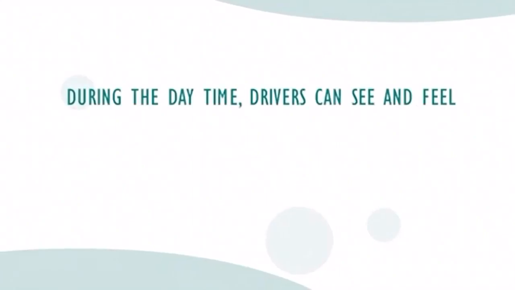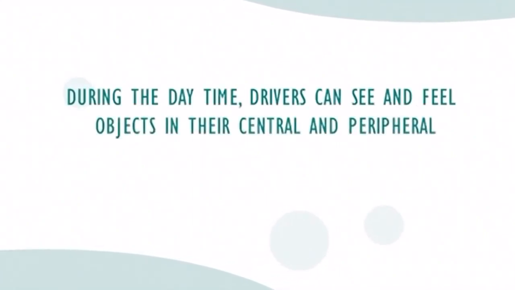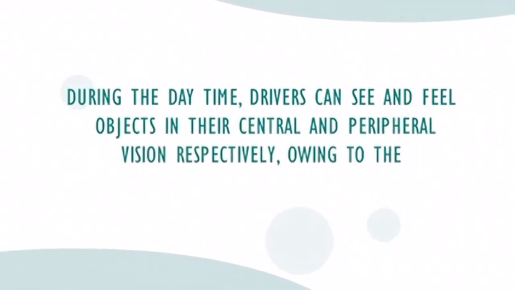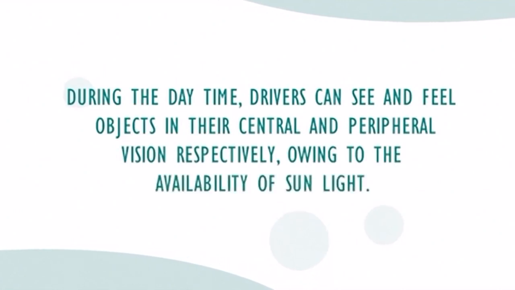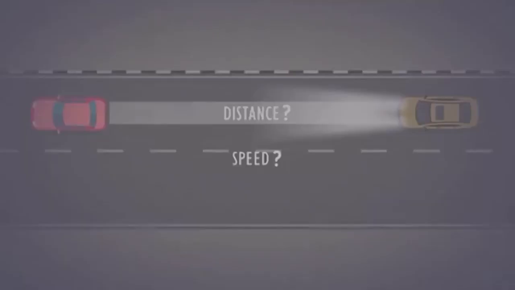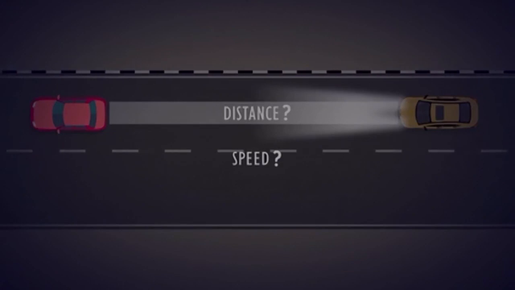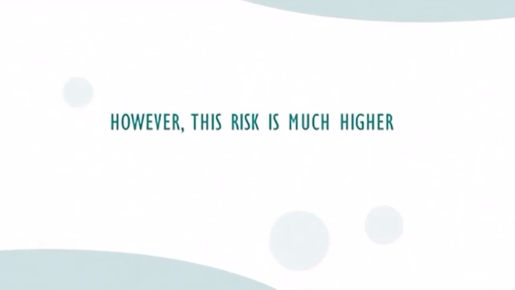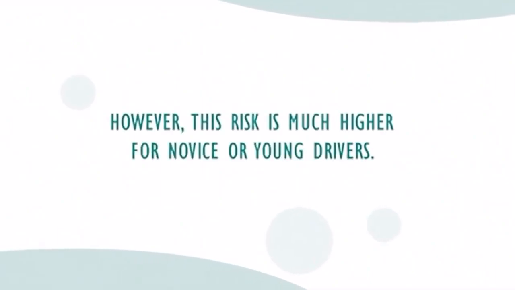During the daytime, drivers can see and feel objects in their central and peripheral vision respectively, owing to the availability of sunlight. At night, the driver's vision is restricted due to the unavailability of natural light source, and they totally depend on vehicle headlights and streetlights for visibility. Due to less visibility, the likelihood of both fatal and minor crashes is higher at night for every road user. However, this risk is much higher for novice or young drivers.